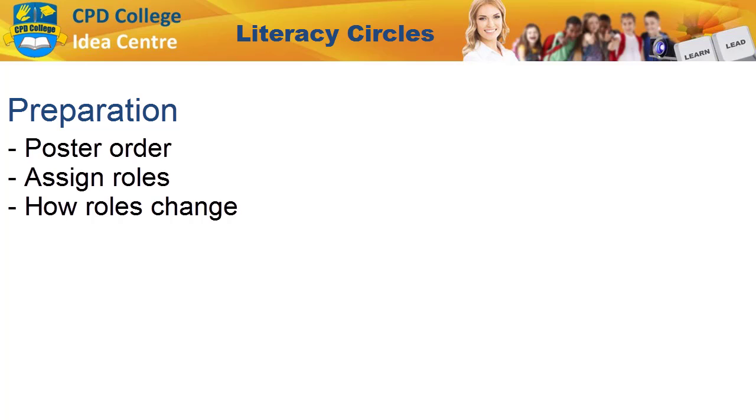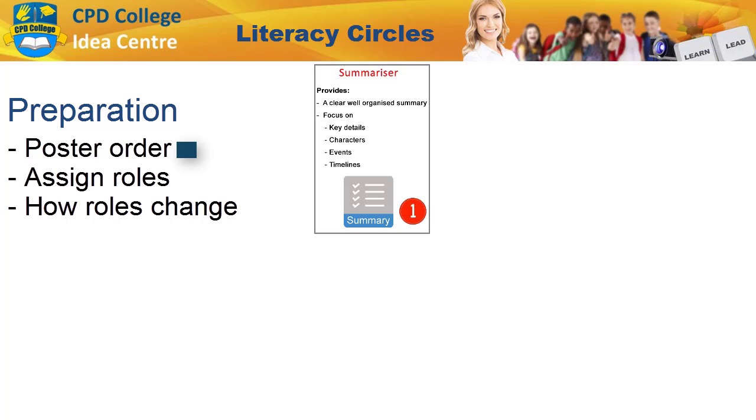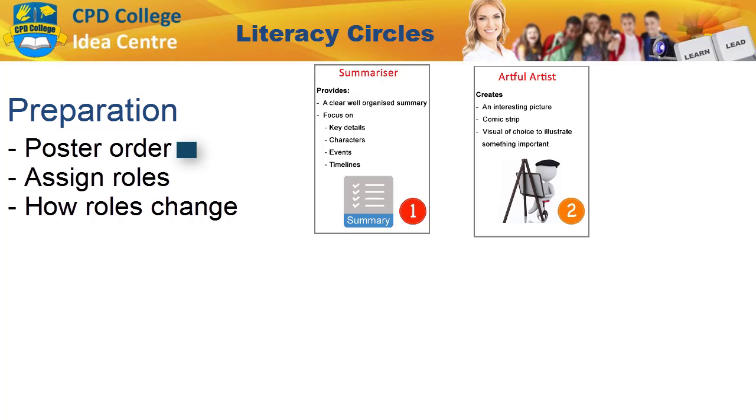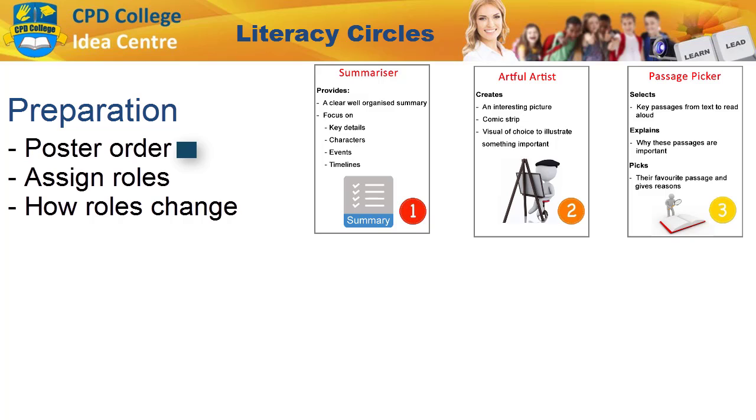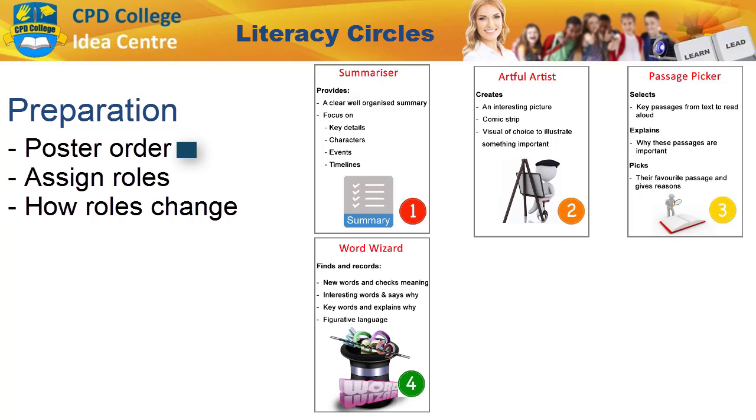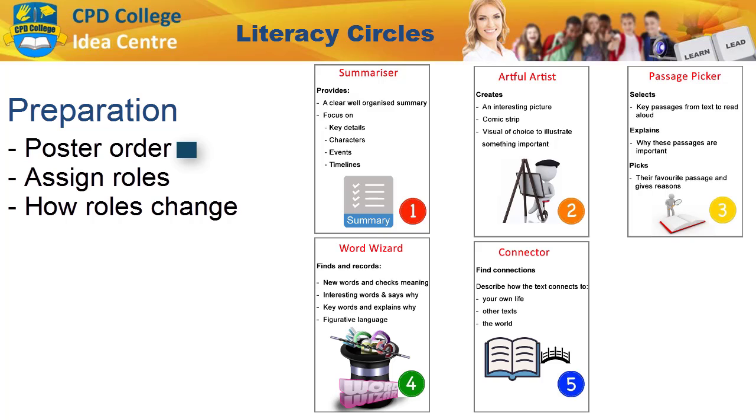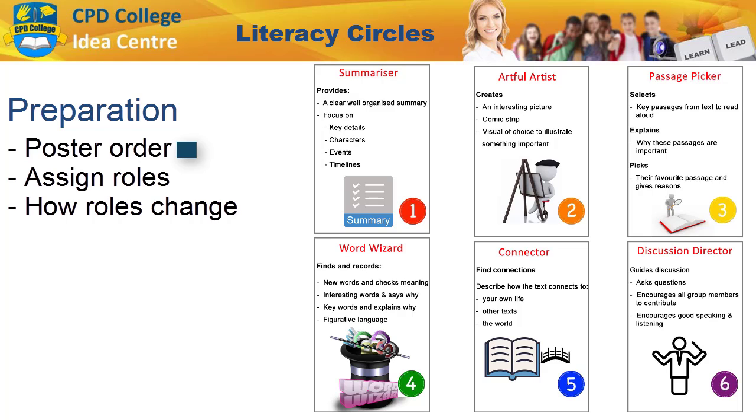Here is a format that works really, really well. So put up your posters on the wall in the following order. Now this is important. So take poster number 1, that's your summariser. Beside it you have poster number 2, the Artful Artist. Number 3 is the Passage Picker. Number 4 is the Word Wizard. Number 5 is the Clever Connector. And number 6 is the Discussion Director.